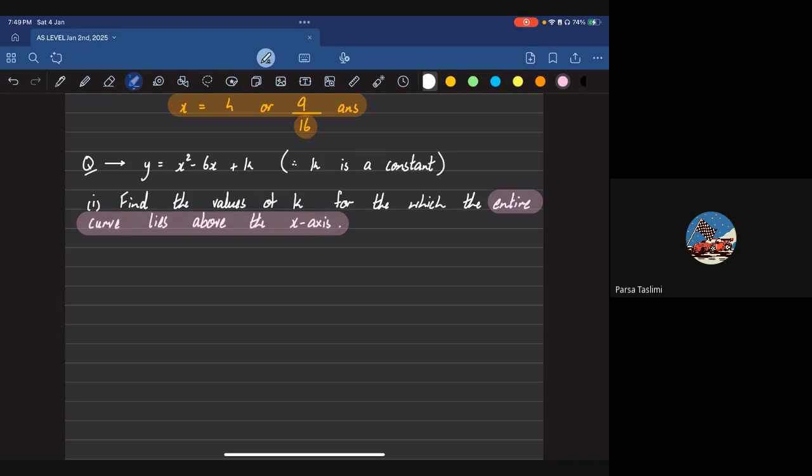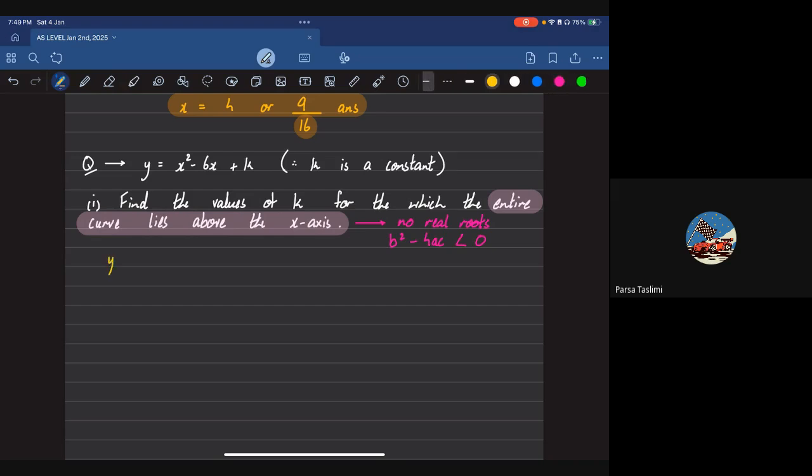So, what does that tell us? That tells us that there are no real roots, or you can say that the discriminant is going to be less than zero. It's going to be like this. Clear? That we already know. Now they want us to find the value of k. Let's try to find the value of k.